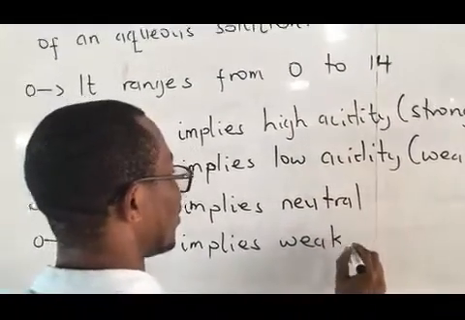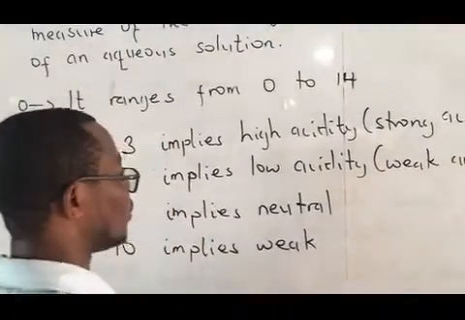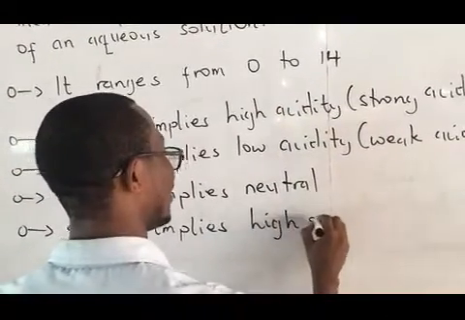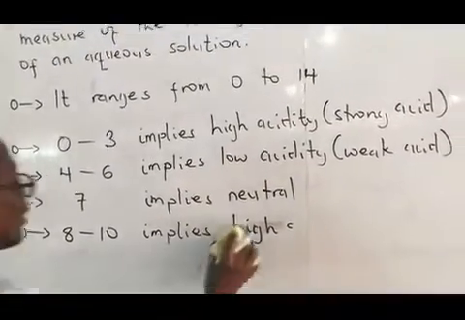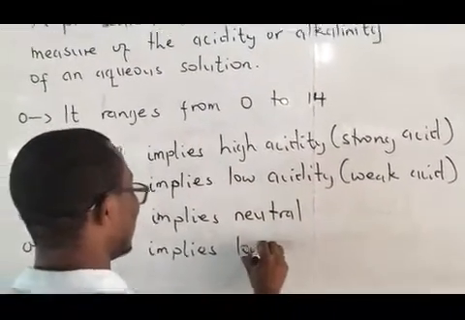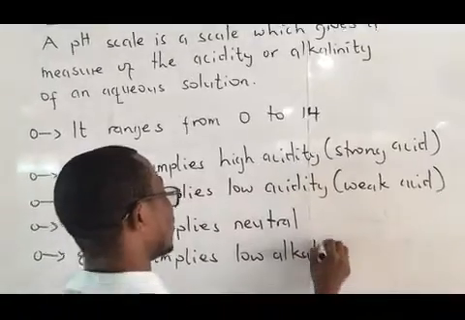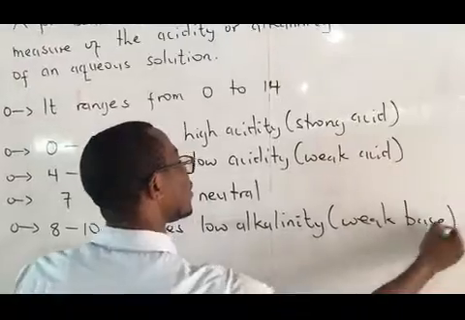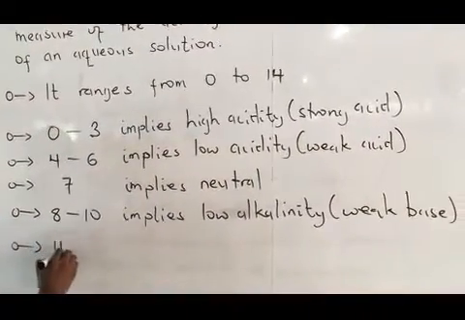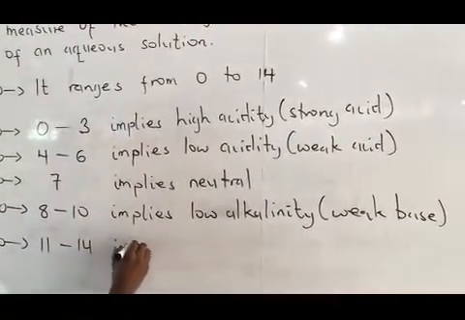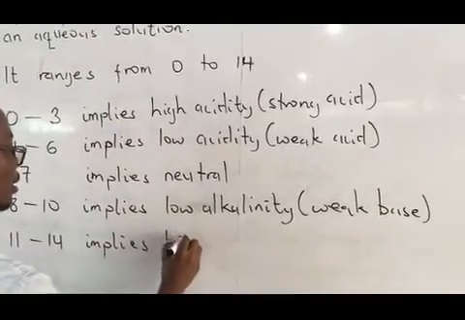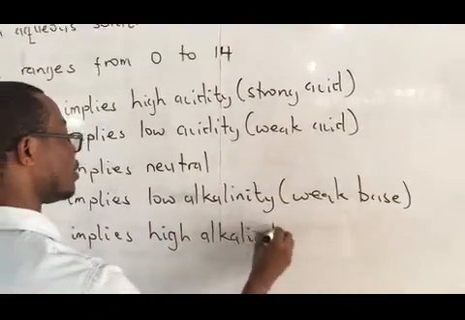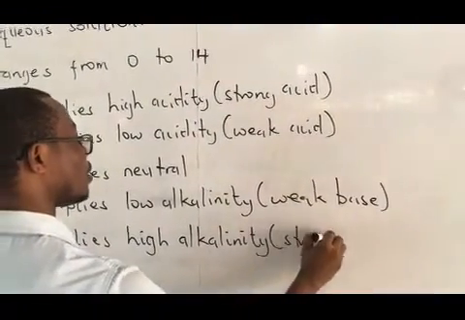Weak base, or we say high... Sorry. That is low alkalinity. That is weak base. And then finally pH from 11 to 14 implies high alkalinity. That is strong base.